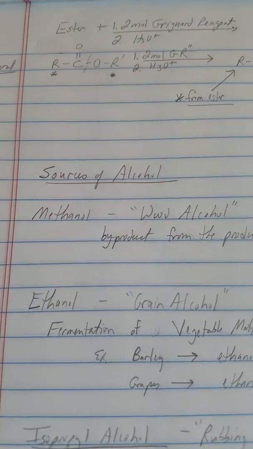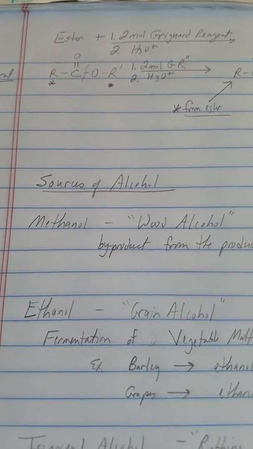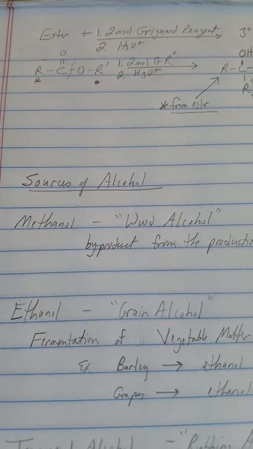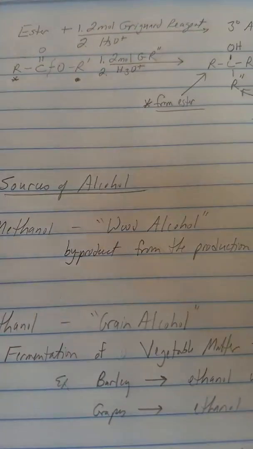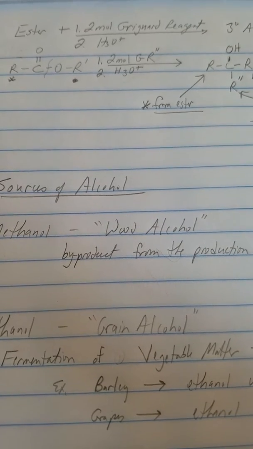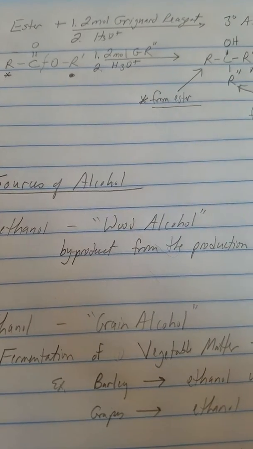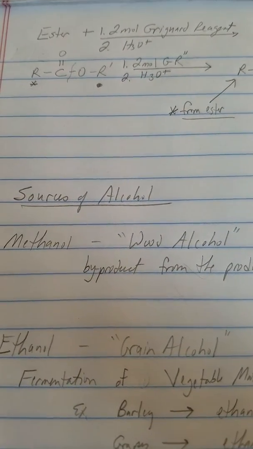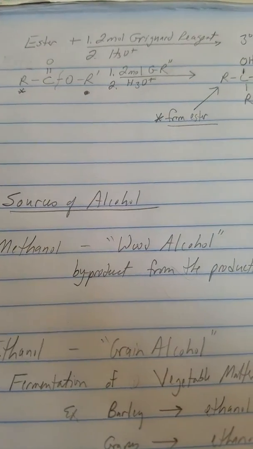We're going to begin chapter 16 by looking at a reaction with an ester and 2 moles of Grignard reagent. You're going to be making alcohols. So chapter 16 deals with alcohols, diols, and thiols. We're going to focus primarily on alcohols and diols.